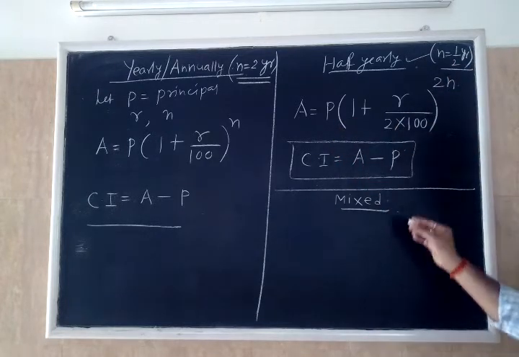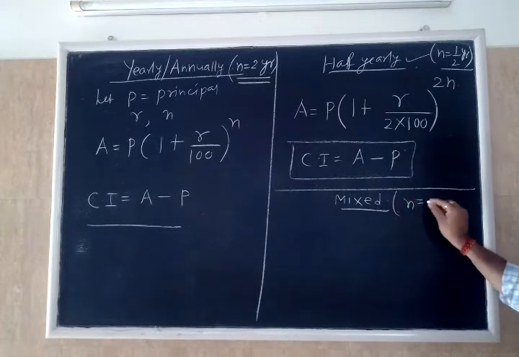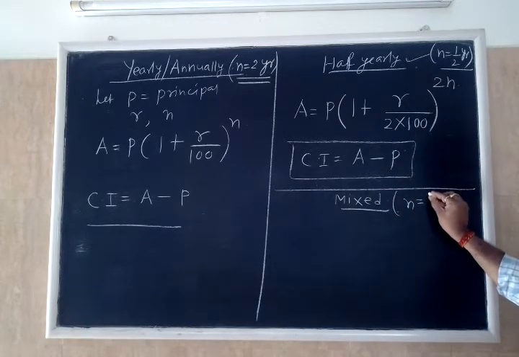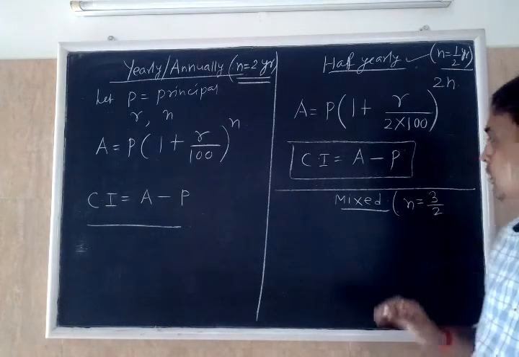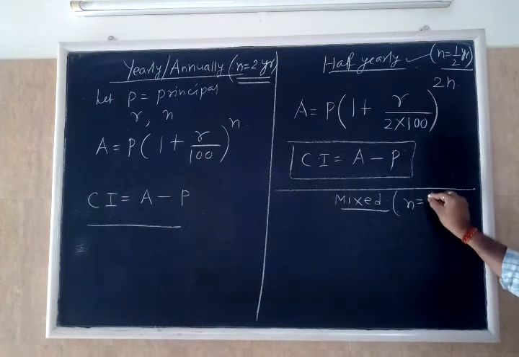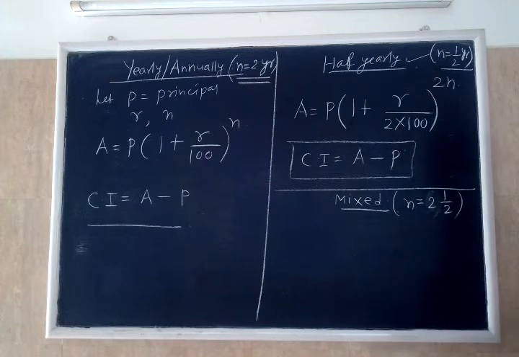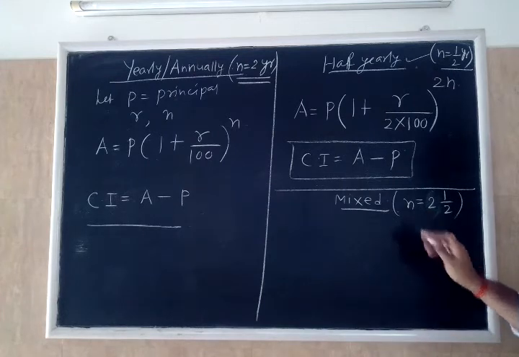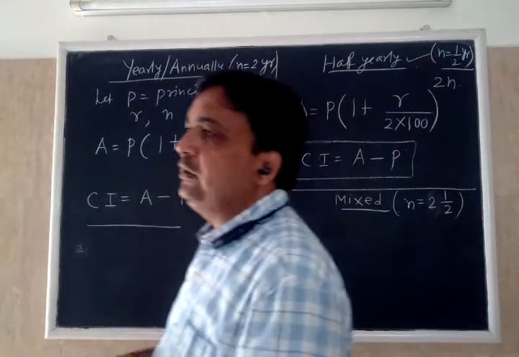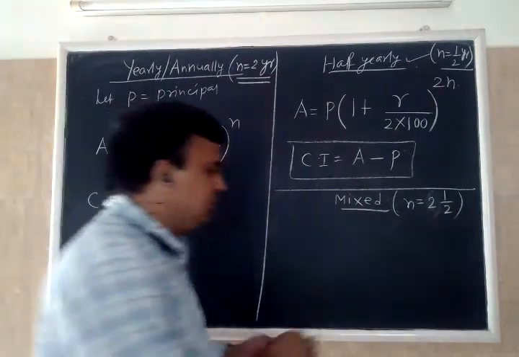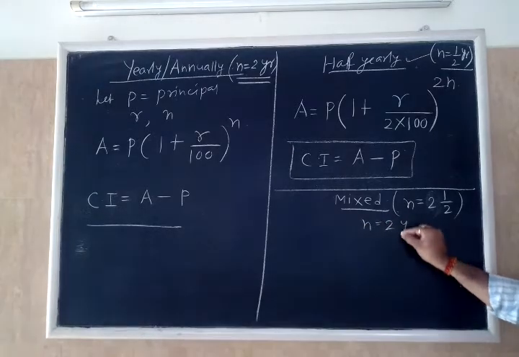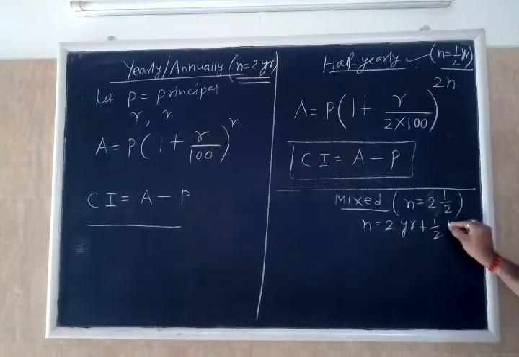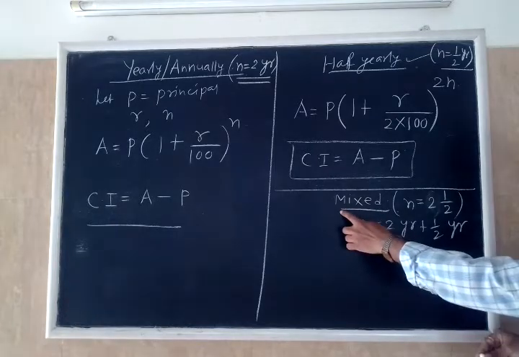Now mixed means, suppose n is 3 by 2, or this is 2 and 1 by 2. So what is my n? 2 years plus half year. 2 years plus half year means it is mixed.